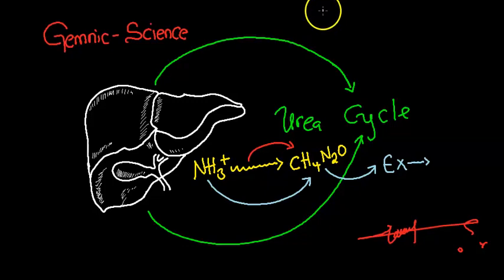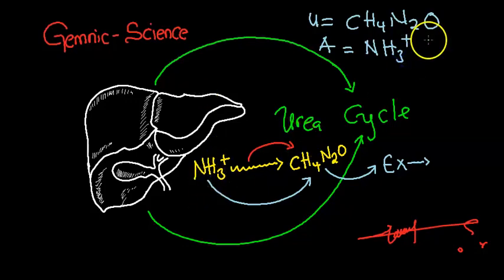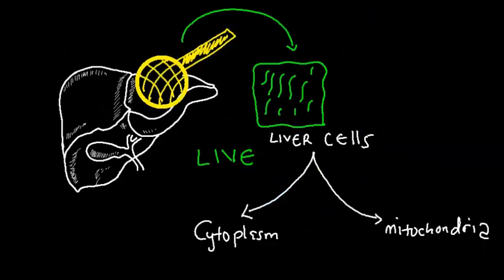One important thing which you need to keep in mind is that the urea, let's put it as U, has a molecular formula of 1 carbon, 4 hydrogen, 2 nitrogen, and 1 oxygen. And the ammonia, A, has a molecular formula of 1 nitrogen and 3 hydrogen. Also notice that the urea is comparatively non-toxic and can easily be excreted from the body in the urine.